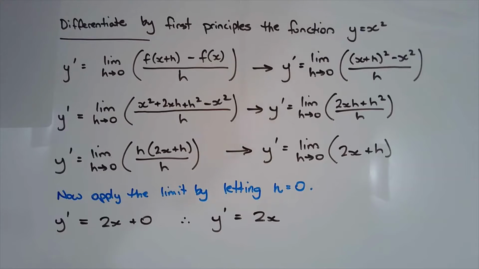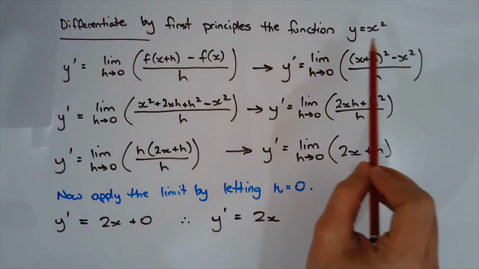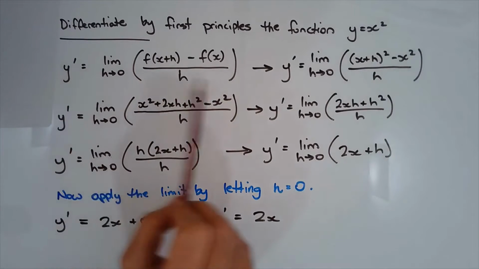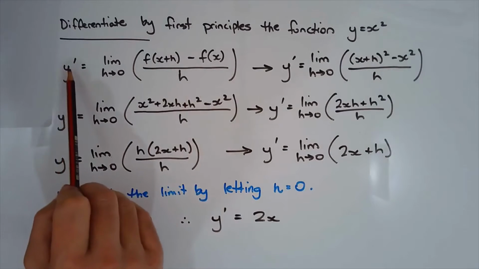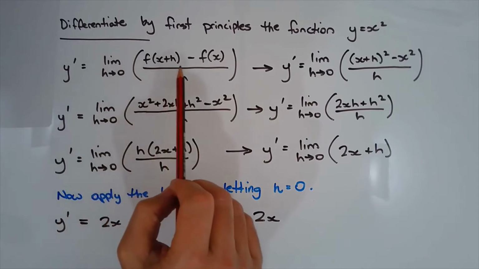In this video, we're going to look at a simple example of differentiation by first principles. Differentiate by first principles the function y equals x squared. So let's start off with the definition. So that's y dash, or our first derivative, is equal to the limit as h approaches 0 of f of x plus h minus f of x over h.